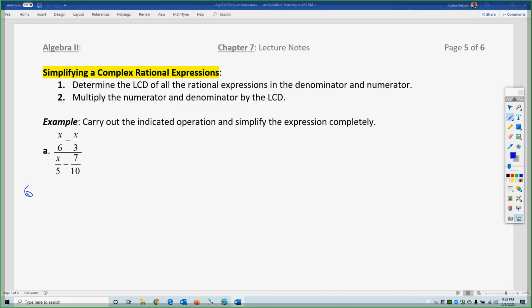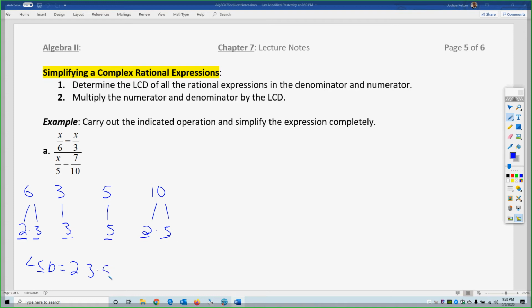We have 6, 3, 5, and 10. So 6 is 2 and 3. 3 is just 3. 5 is just 5 because they're both prime. And 10 is 2 and 5. So lowest common denominator. What do we have for commons? We have a 2 common. We have a 3 common. And we have a 5 common.